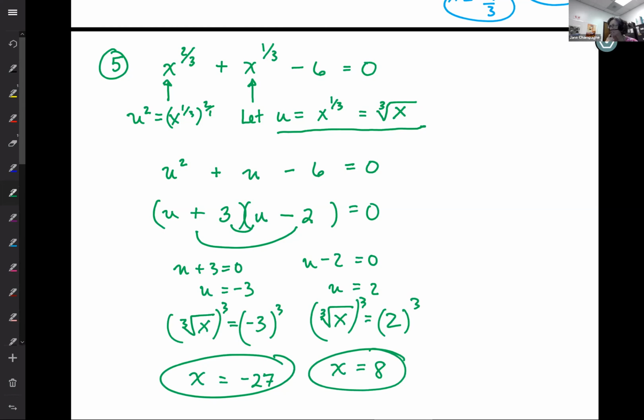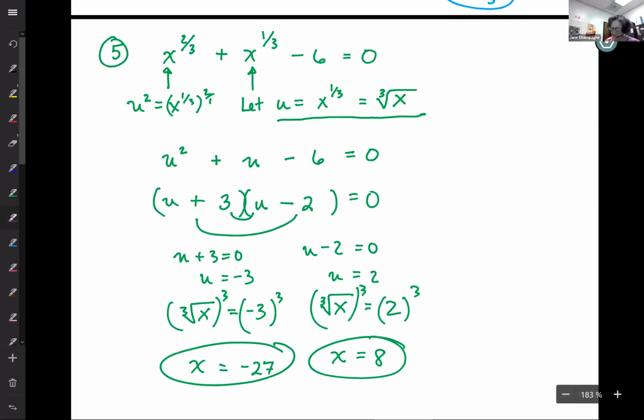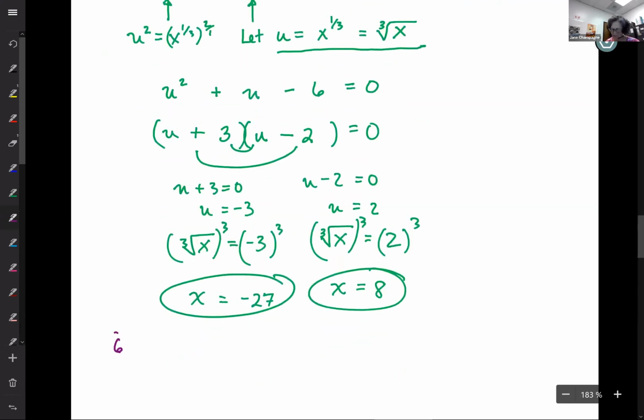Number 6 is even more robust. It has the same powers with quantities. So this one for sure you need substitution.